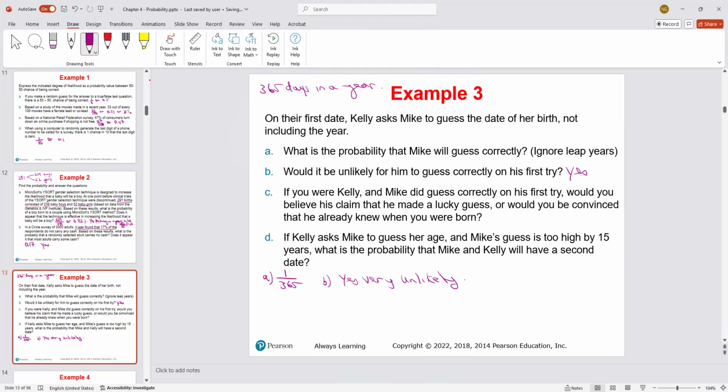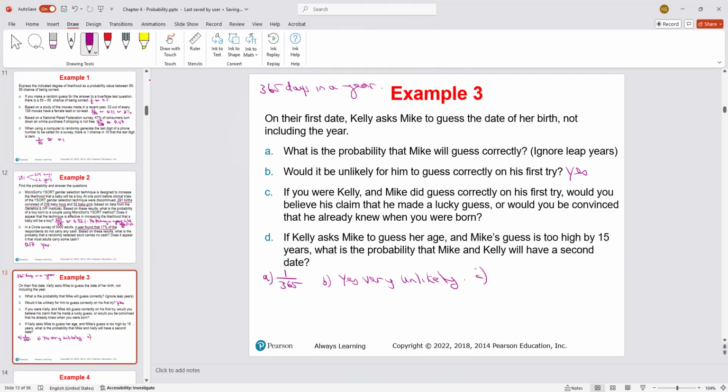You would be very lucky, giantly lucky, to say, oh, you were born on July 22nd, out of 365, and to guess the exact date would be very unlikely. If you were Kelly and he did guess correctly on his first try, would you believe his claim that he made a lucky choice, or would you be convinced that he already knew when you were born?